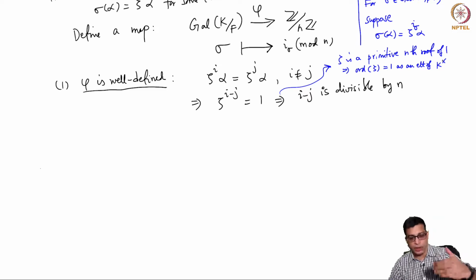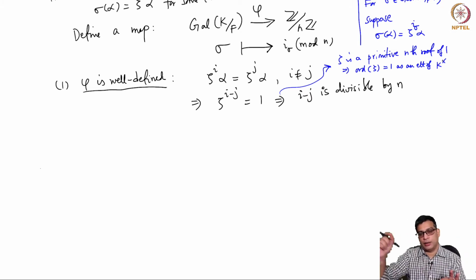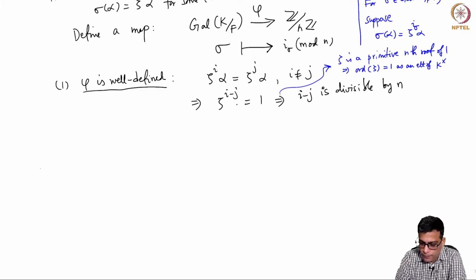Zeta power n is 1, and nothing less than n will make zeta 1. That means after n, the next one that will make zeta power that equal to 1 is 2n, then 3n, then 4n and so on. So, nothing in between can have that property. So, zeta power anything is 1 implies that power must be divisible by n. So, this is simple group theory here, nothing more than that. That means I is congruent to j modulo n.